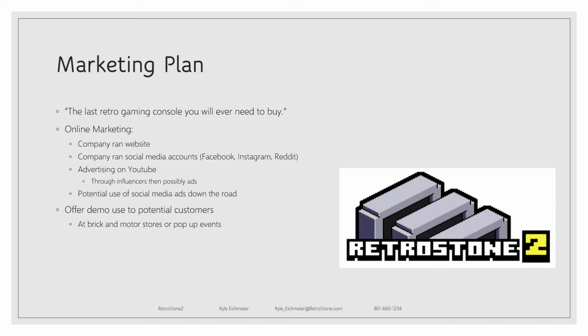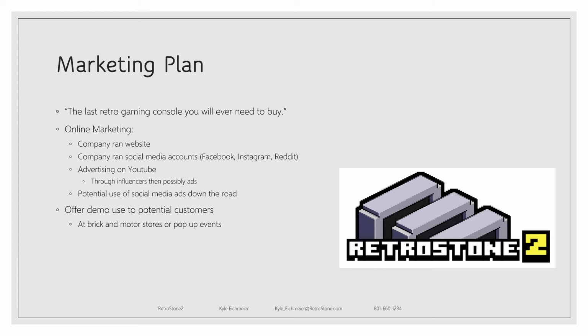We plan to run most of our marketing through online sources, whether that is our own company website, our company-run social media accounts, Facebook, Instagram, and our Reddit account. We also plan to do a lot of advertising on YouTube through both ads later on when we have more capital, and also through the use of influencers currently. We plan to give them consoles to either demo or just for free that they are able to use, so they can provide reviews on YouTube for people debating about whether they would like to purchase one or if they are just looking for more information.